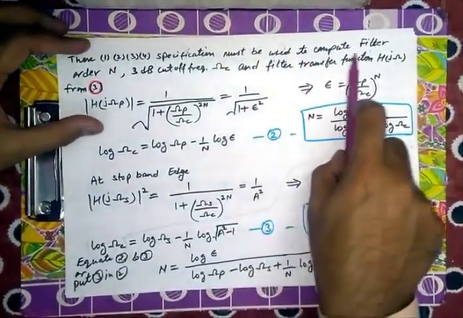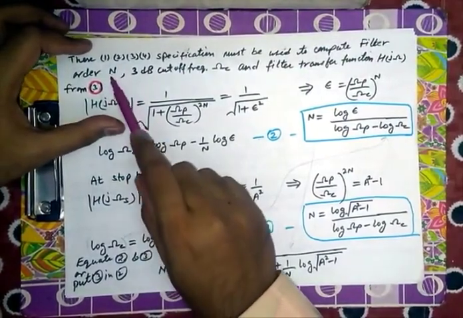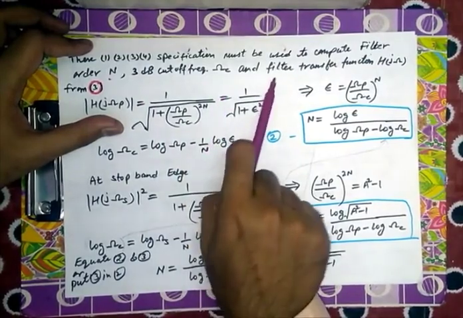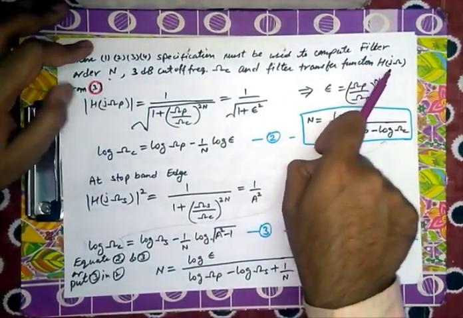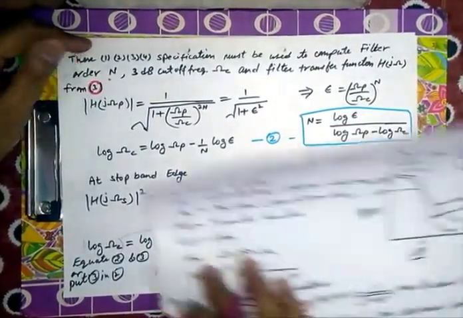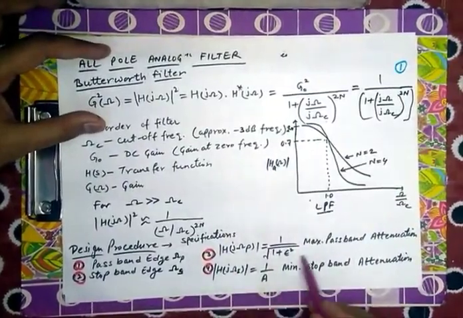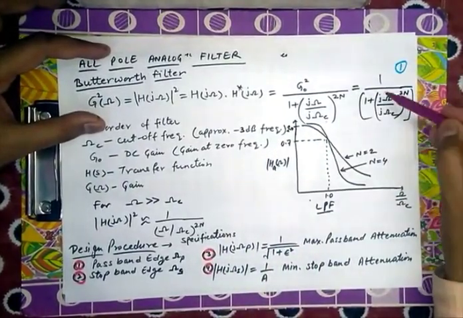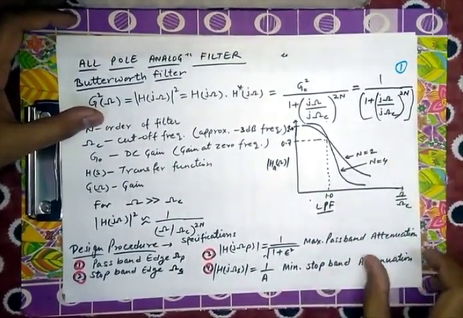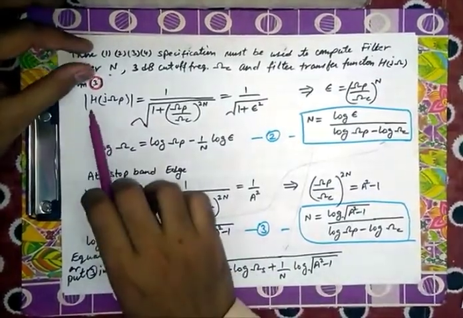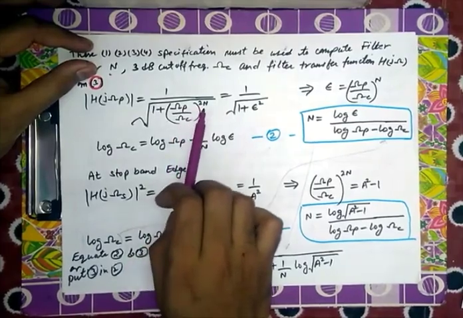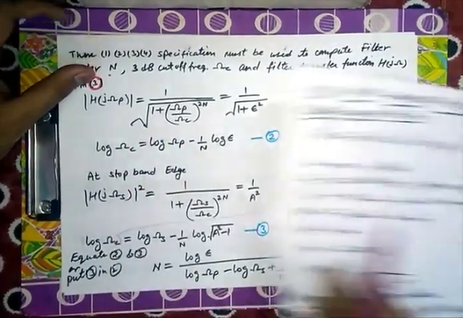These four specifications must be used to compute the filter order, and we have to find the filter order N, the 3 dB cutoff frequency Ωc, and the filter transfer function H(s) or H(jΩ). So after comparing the first equation and the third equation, comparing these two equations, we have the first set of results. |H(jΩp)| is equal to 1 upon the square root of 1 plus (Ωp upon Ωc) raised to power 2N.